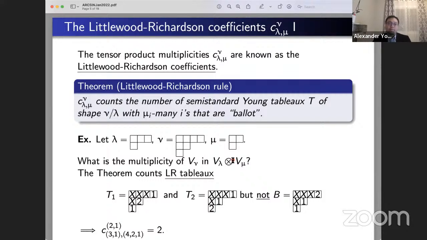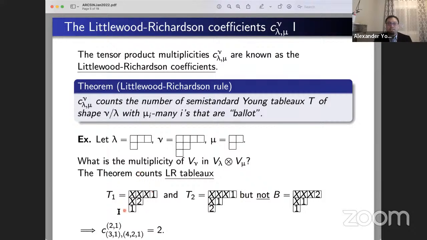And the remaining condition, the Littlewood-Richardson rule, is that you're semi-standard. And I intentionally made this condition vacuous in this example, but it just means that you're increasing weakly along rows and strictly increasing along columns, okay?